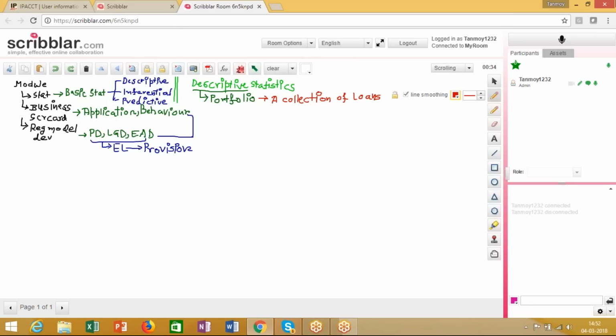If there are a certain number of loans which have been extended out, then I need to assess what exactly is the overall feature, or what exactly is the average behavior or the average performance of the portfolio. So when I want to get this kind of an overview, that is where portfolio analysis becomes important. That is where these descriptive statistical measures become very important.